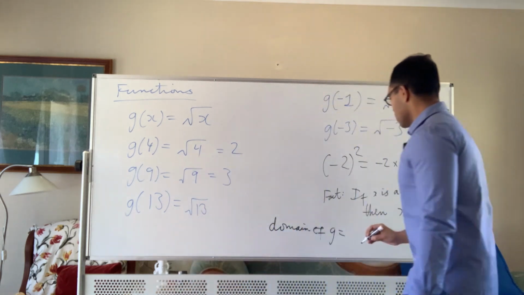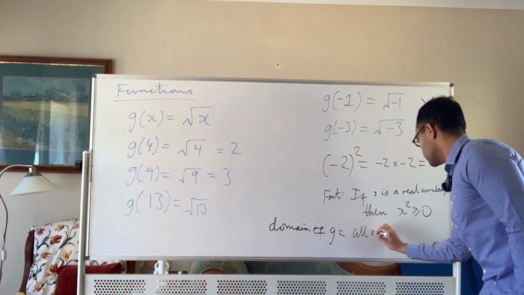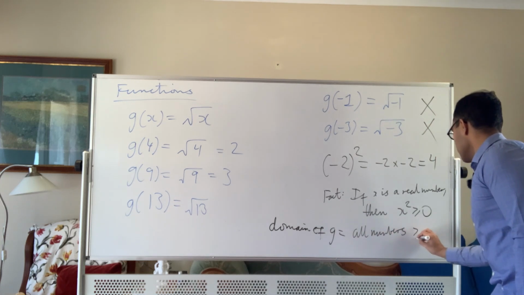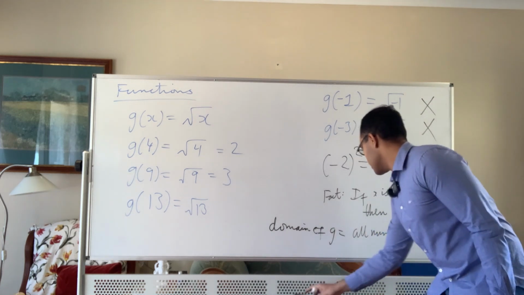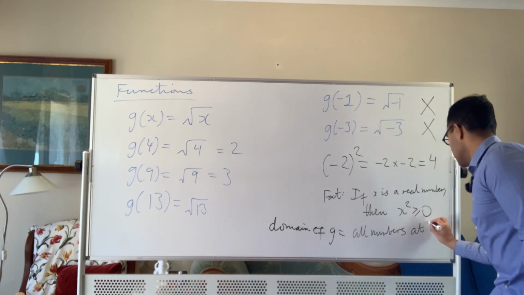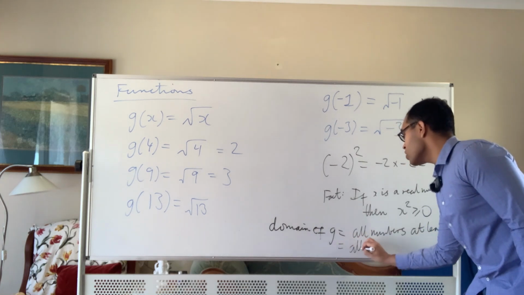is basically all numbers at least 0. Okay, so all numbers greater than or equal to 0. I'll just say at least 0. All numbers at least 0. Another way of saying that is all non-negative numbers.